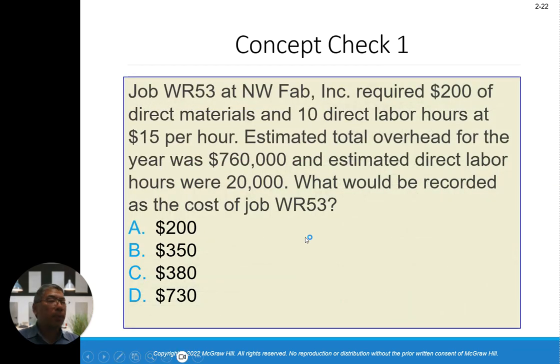This is a good example for you. The practice concept check. What is the answer for this? Okay, job WR53 required 200 direct materials and direct labor hours 15. Estimated total will be 760, and 20,000 is the total labor hours. What is the total cost of the job? Okay, if you take 1 or 2 minutes, basically the answer for this will be D.